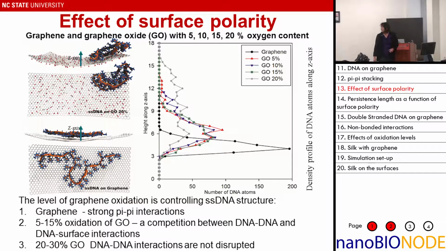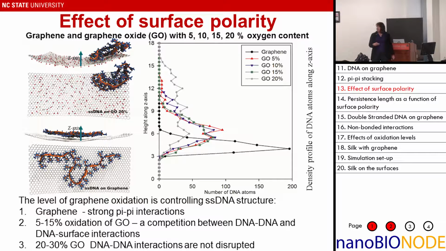Question. You have quite a bit of bowing in the graphene oxide. How are you measuring it? From the center of mass, 90 degrees towards the surface. So even if it's moving, we take the center of mass of DNA and we calculate it with a vector 90 degrees to the surface.